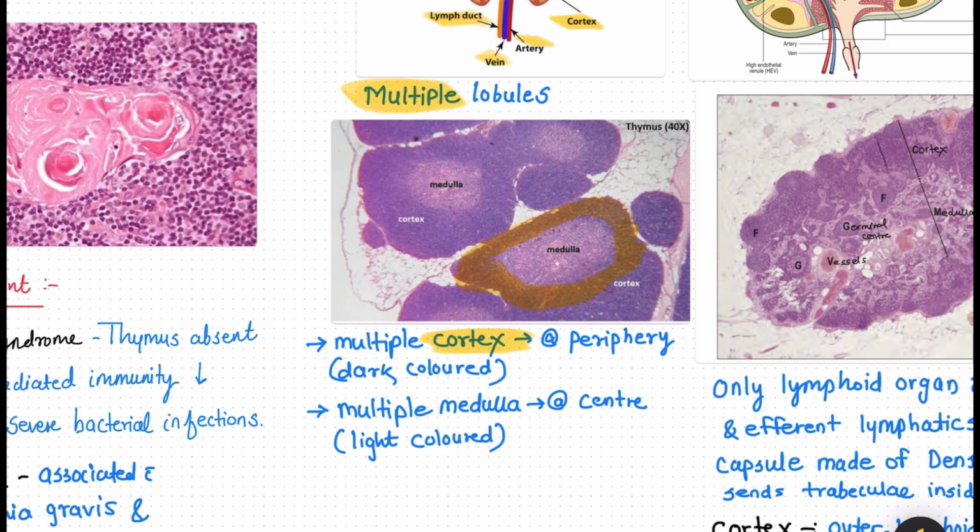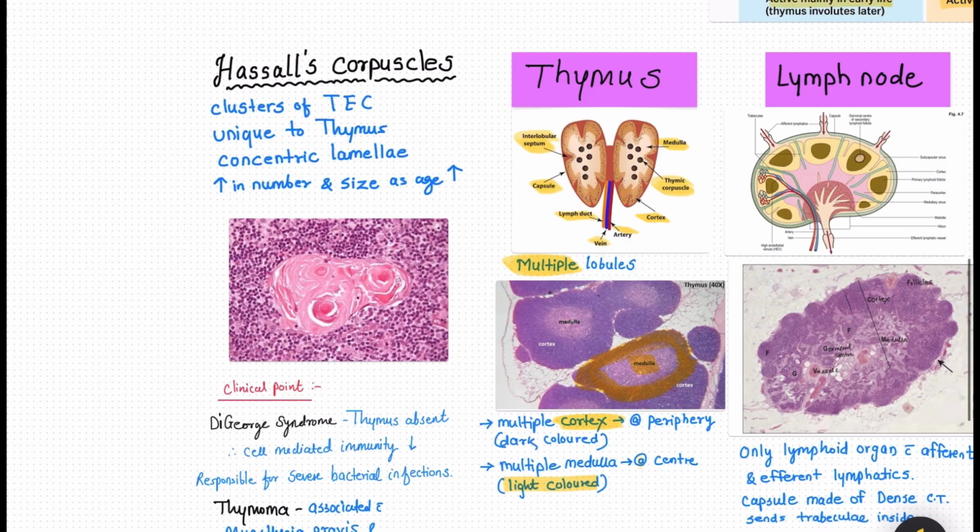So the cortex at the periphery is dark colored and the medulla at the center is light colored. This is the medulla at the center, which is lightly stained, whereas the cortex is darkly stained. So let's see some important features of thymus.